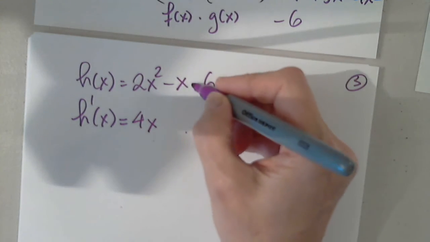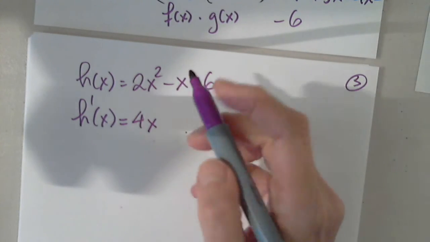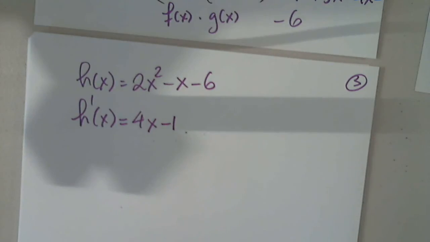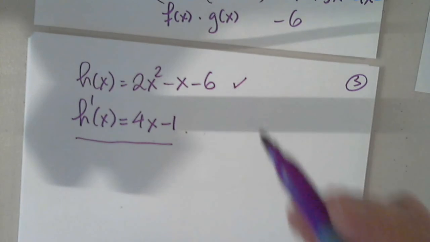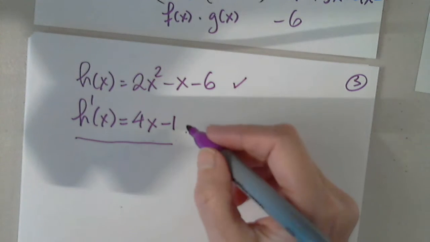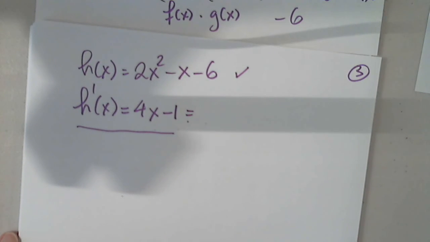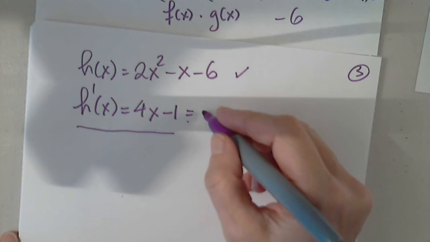So 2 times 2 will be 4x. And the derivative of x is 1, but I have negative here. It's a constant times x. So this is the derivative of this function. So we should write, just to refresh our memory on what this means.